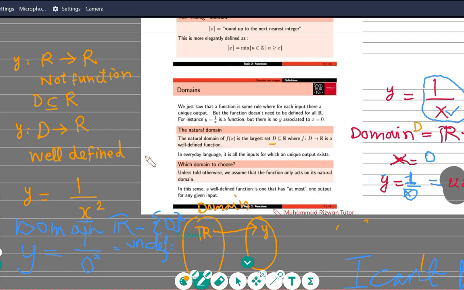Sometimes we choose the domain. Domain is a real subset. If you are subtracting 0 from real, then this will become the subset, this will become the domain. Domain is a subset of real numbers. So sometimes we cannot take the full real set as a domain because it gives us undefined. Up to this it is enough.